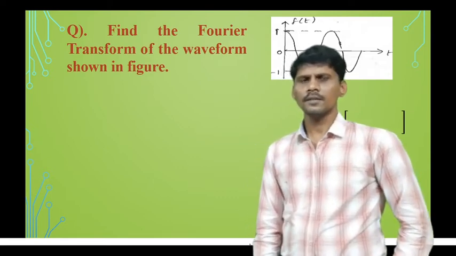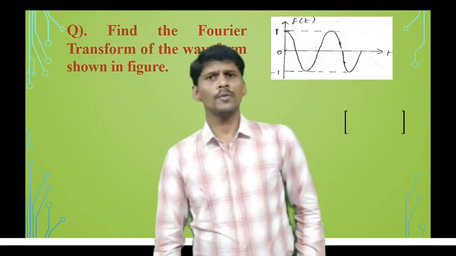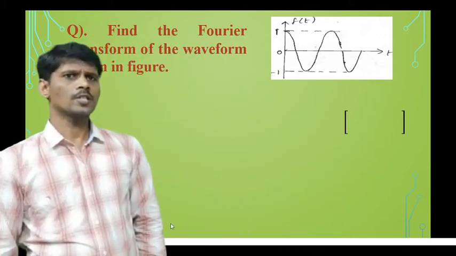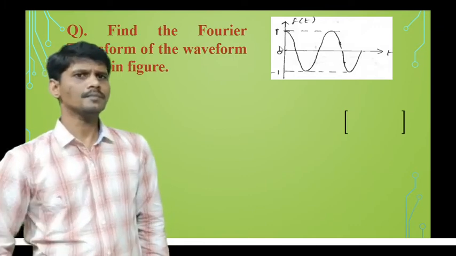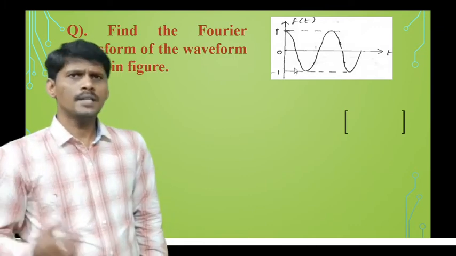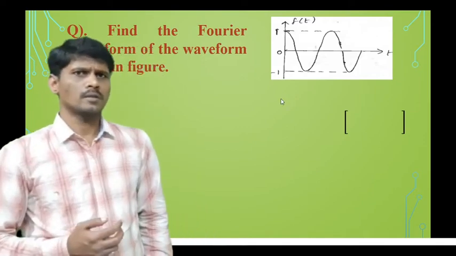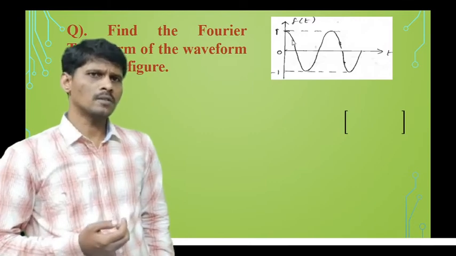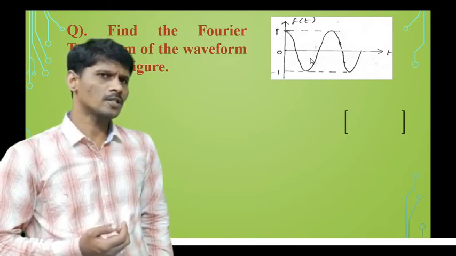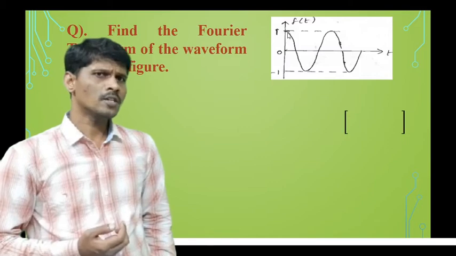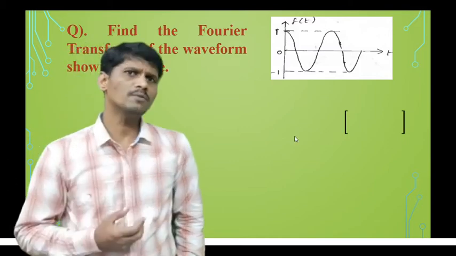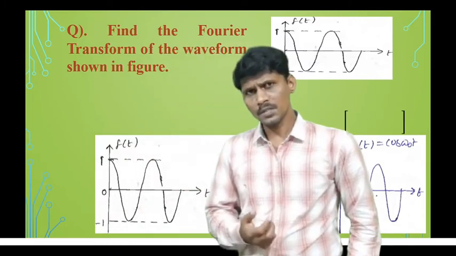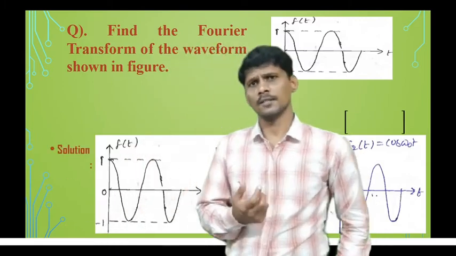Next, calculate the Fourier transform of a waveform. Find the Fourier transform of the waveform shown in the figure. So this is the given waveform. The given waveform is the product of two waveforms. One is a sinusoidal signal and the second one is a unit step signal. This has a 90-degree phase shift, so this is the cosine waveform and this is the unit step signal. So the given waveform is the product of the unit step signal and the sinusoidal signal.